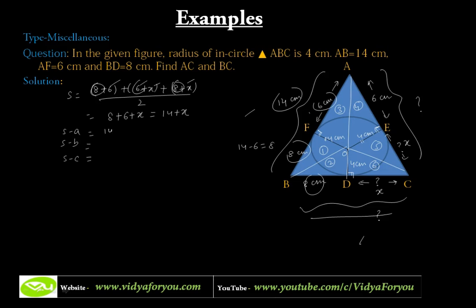S is 14 plus x. So a is how much? 8 plus x. B is how much? 6 plus x. C is how much? 14. So 14 plus x minus a, that is 8 plus x. That will give you how much? X cancelled. 14 minus 8 is equal to 6. So you got s minus a as this.